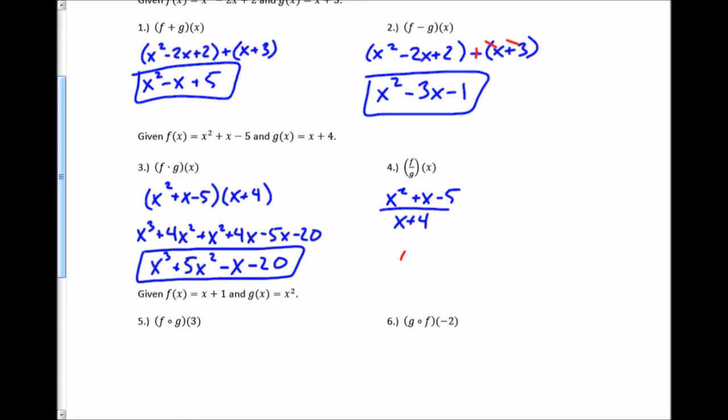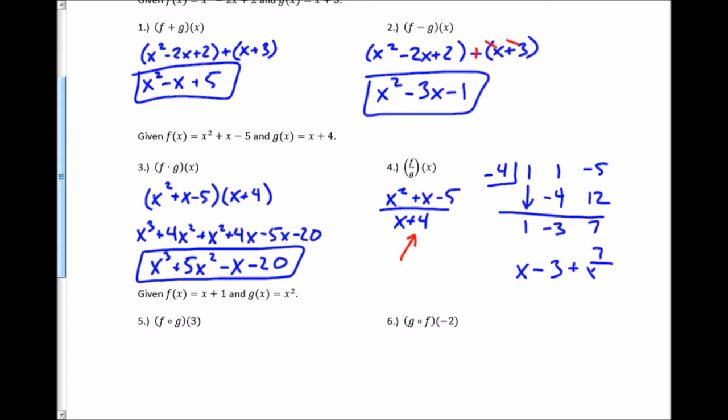So I take the thing I'm dividing by, the opposite of that, and put it in my box. So I put the negative 4. Then I write down my coefficients and start my division process. I bring down the 1. I multiply what's in the box times what's underneath, write it underneath the next coefficient, and now I add straight down. Then I multiply the negative 4 times the negative 3, which is a positive 12. I add straight down, that's a 7. And now since I started with an x squared, this interprets as x minus 3 with a remainder of 7. So I put the 7 over the thing I was dividing by. And there's my division.